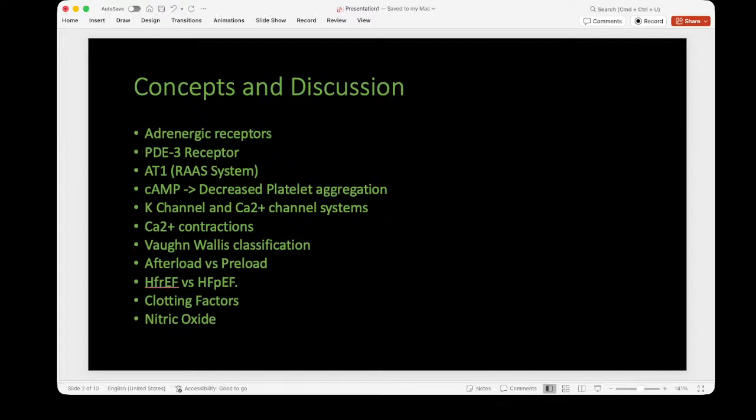So, some of these medications deal with adrenergic receptors. In fact, there's quite a bit of them. So it's important to understand that.